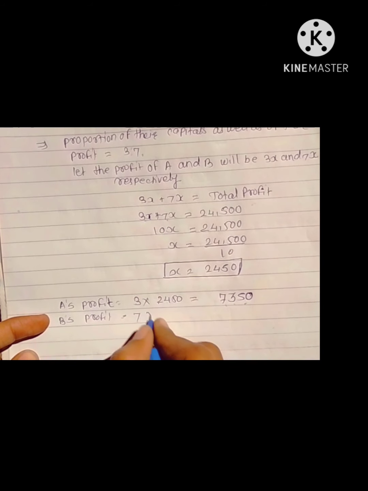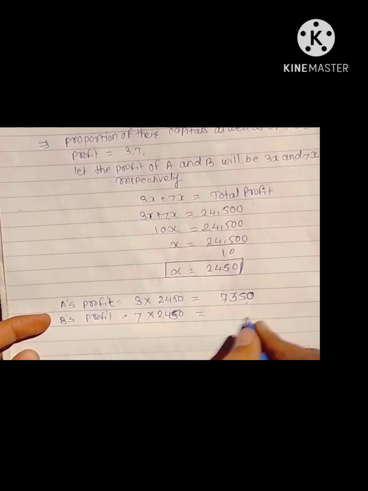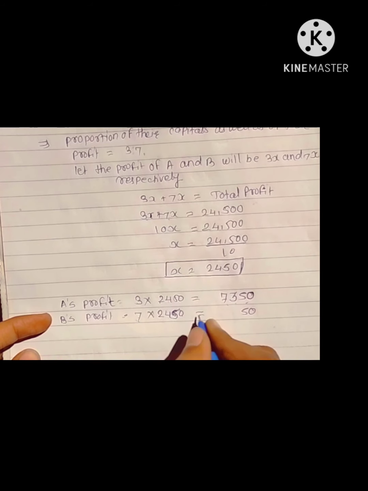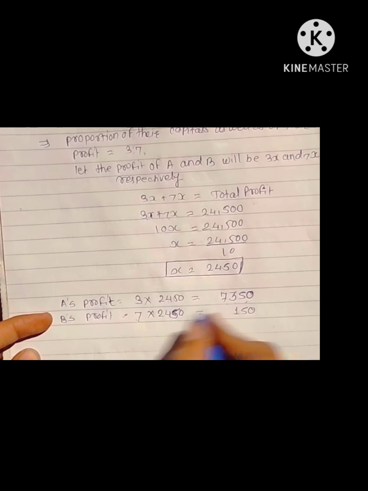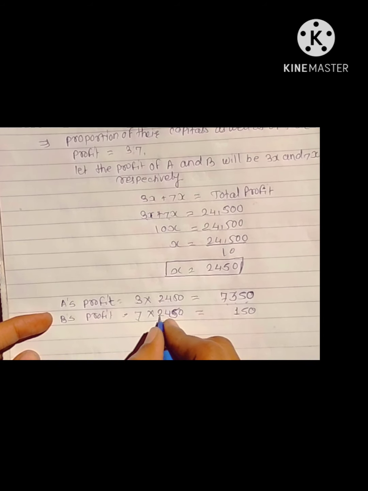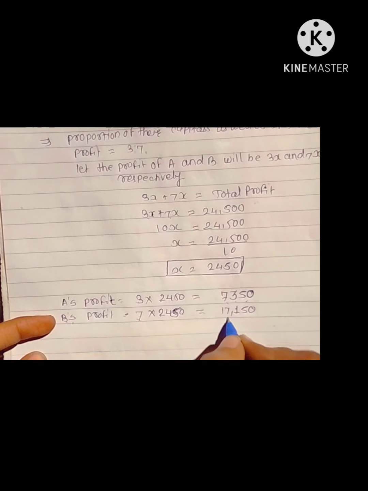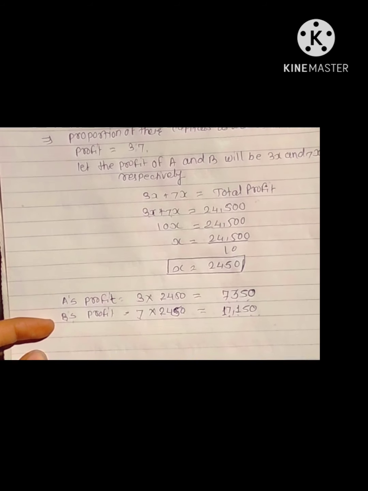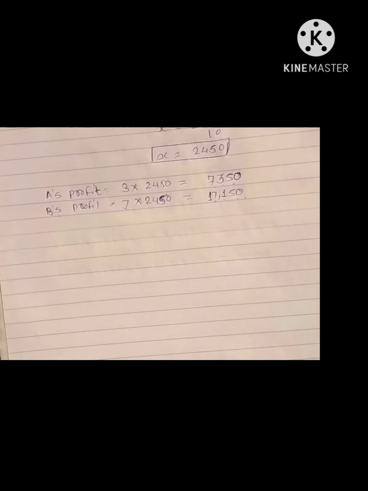Then B's profit. B's profit is 7 into 2,450 rupees. So 7 0s are 0. 7 5s are 35, 3 is carried over. 7 4s are 28 plus 3 is 31, 1 is here, 3 is carried over. 7 2s are 14 plus 3, it becomes 17. So the profit of B is equal to 17,150 rupees.